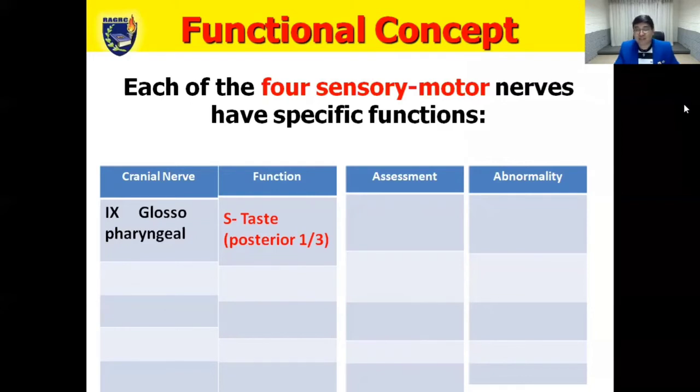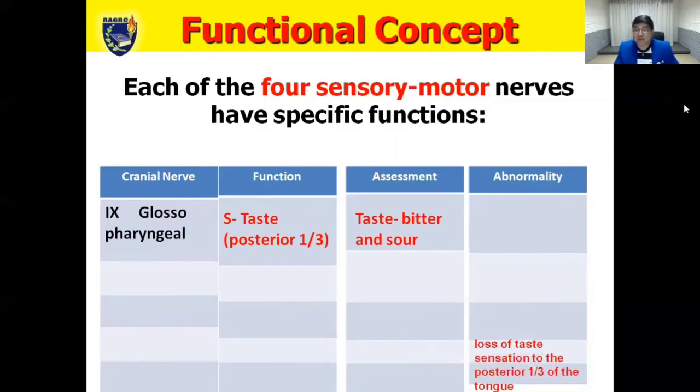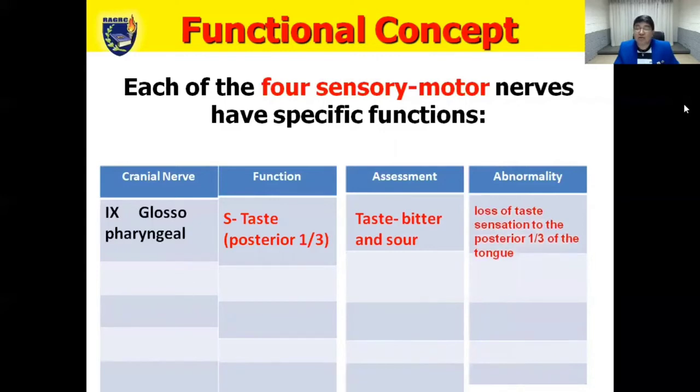Now, how do we assess it? Once again, we assess it the way we did with the sensory root of the facial nerve. So again, we make use of a swab and soak it in different solutions to assess the ability of the patient to discriminate bitter taste. We can use coffee solution, and to assess the patient's ability to discriminate sour taste, we can use lemon solution. And if there's a loss of taste sensation to the posterior one-third of the tongue, that's considered an abnormality.